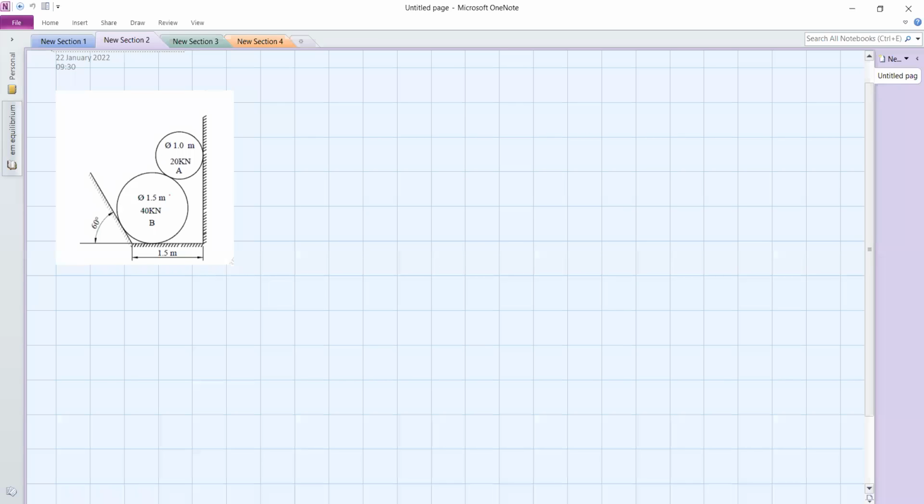So, in this problem, two spheres, one having the weight 20 kilonewton, that is sphere A, and the second sphere having the weight 40 kilonewton. Okay. So they are supported by this inclined wall having the inclination 60 degree and this vertical one. And the question is we have to determine the support reactions at the contact points.